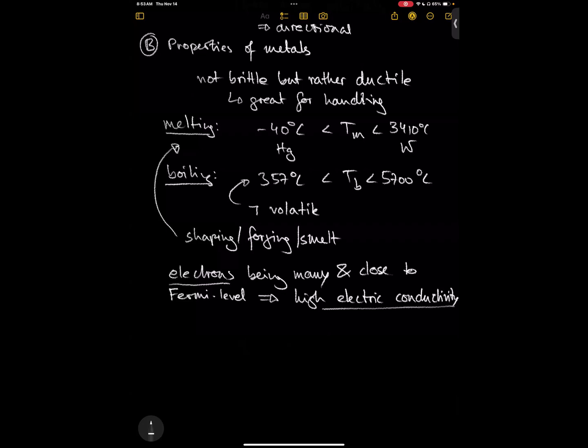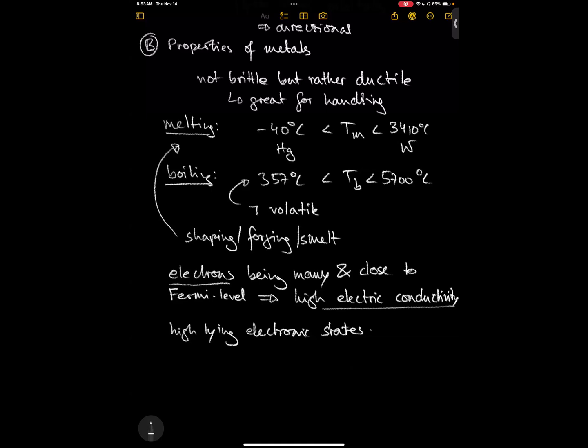Because the high-lying electronic states, because they're so high-lying, this means also that they are not transparent, meaning they interact with the light and they reflect the light.